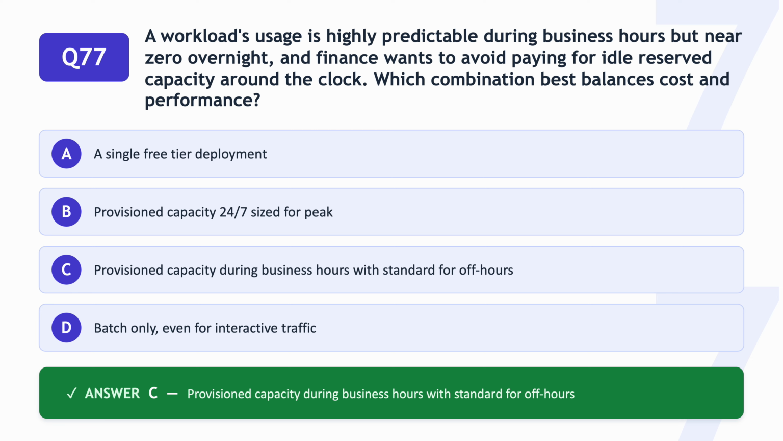A standard pay-as-you-go deployment charges based on usage, making it better for low or variable off-hours demand. Microsoft describes standard as pay-as-you-go for input and output tokens, while provisioned allocates throughput with predictable costs.